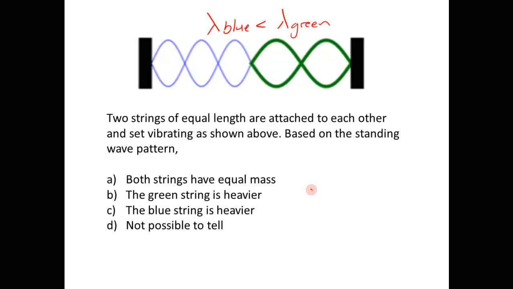These guys both will have frequencies that are the same. So we've already talked about this. If the frequencies weren't the same, where these guys are joined together would get torn apart. So this means that if v is equal to f times lambda, and f is the same for both of them, but lambda blue is less than lambda green, this also means that v blue is less than v green.